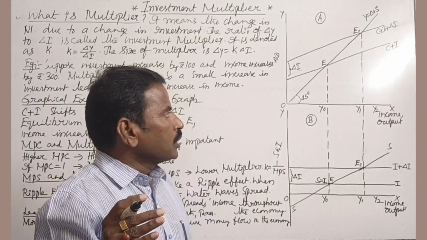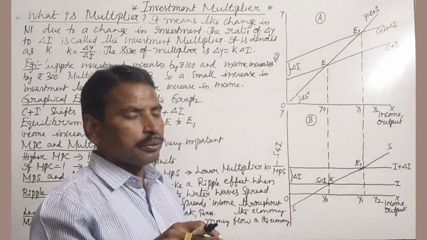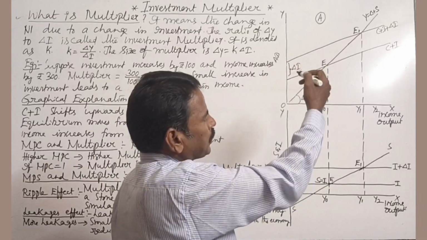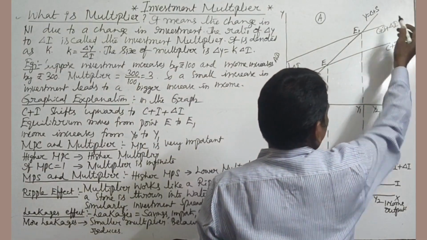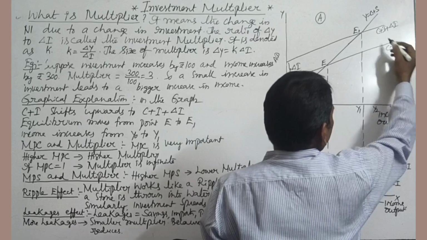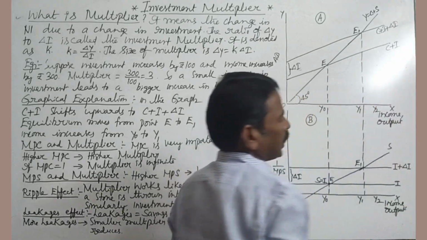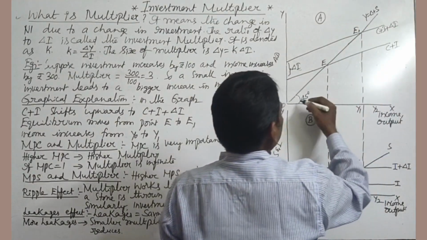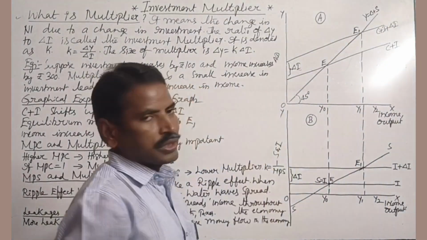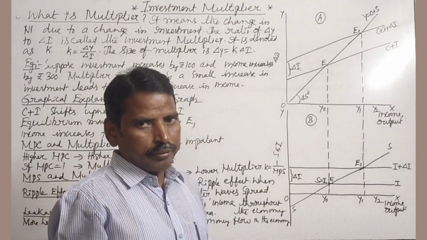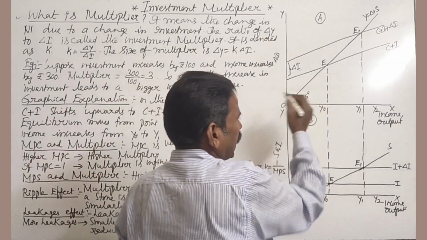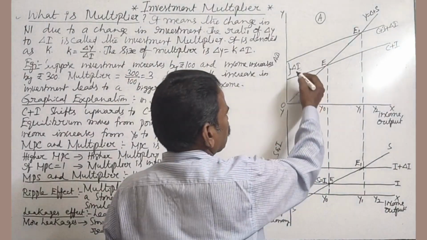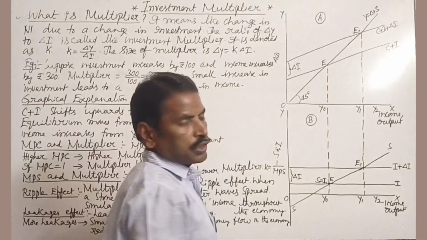When change in investment is added to aggregate demand, the aggregate demand line shifts towards the right, that is C plus I plus delta I. This is C plus I, this is C plus I plus delta I, and this is the 45-degree line, that is Y equal to C plus S, the aggregate supply. This gap is called change in the investment.